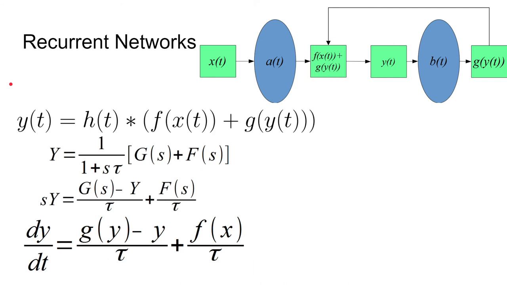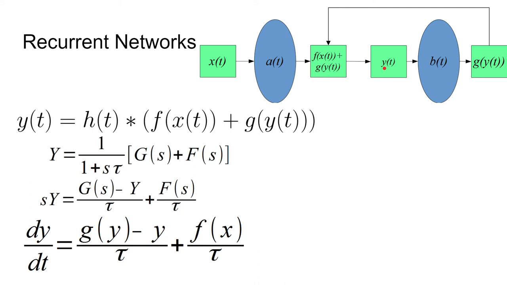What is that saying? That's telling us how y will change. If we train up one network to approximate f of x, and train up another network to approximate g of y, and then connect them up in this weird recurrent way, where g is being used to make a recurrent connection back to itself, then this is telling us how y will change over time, assuming our networks are good at approximating those functions.